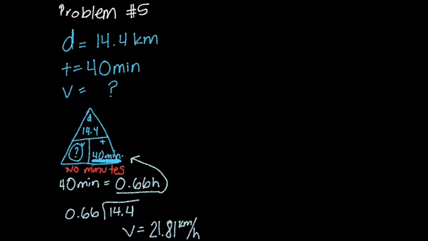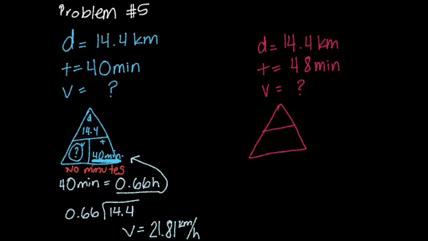Now let's do the one of the girl. Same situation. She's traveling the same distance, which is 14.4 kilometers. She did it in 8 minutes more than him. So therefore, they're 48 minutes. Okay, and we don't know the speed. That's what we're looking for. So one more time, we put our triangle. We'll fill it up with the information. We don't know the speed.